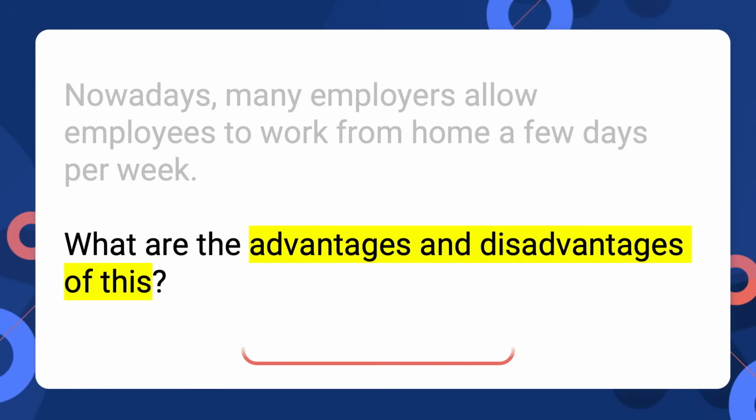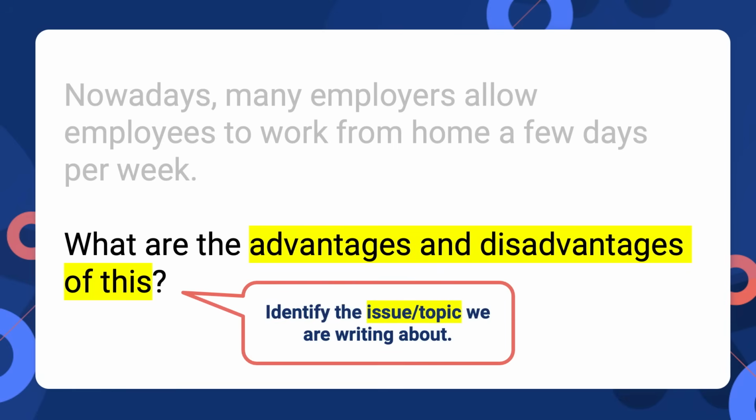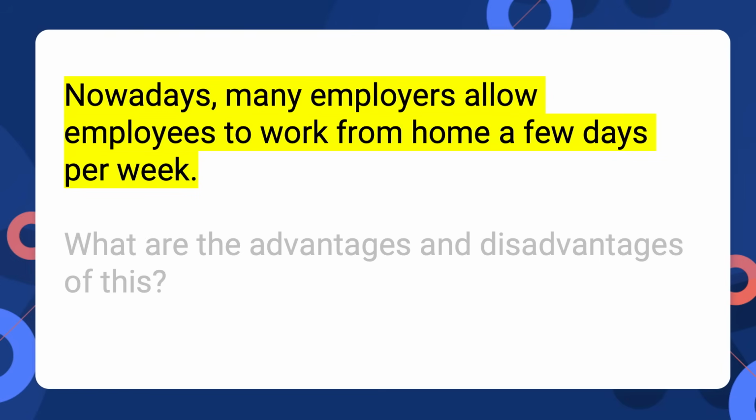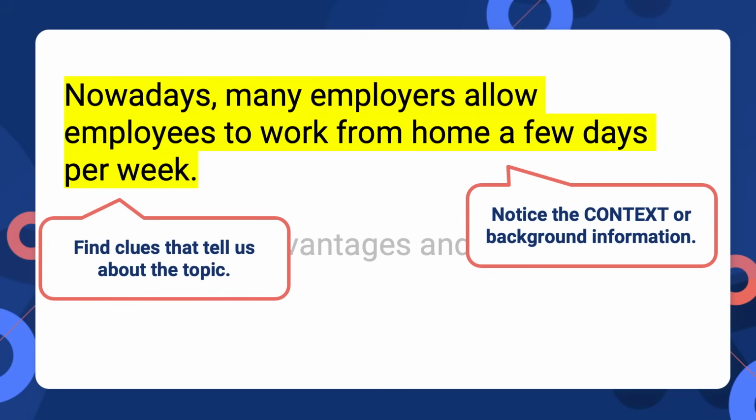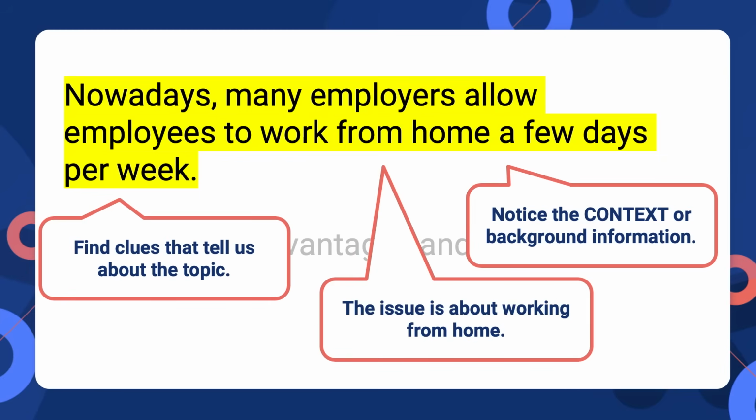Then we need to identify the exact issue or topic that we're writing about. From this question, we can't really tell. It says, what are the advantages and disadvantages of this? We have to go back into the essay prompt. We have to go to the background information and get some context. We need to notice this context and background information, and that will help us figure out what the topic of this essay is. So let's look for some clues that tell us about the topic. We mention words like employers and employees, and of course, we can figure out this issue is all about working from home.